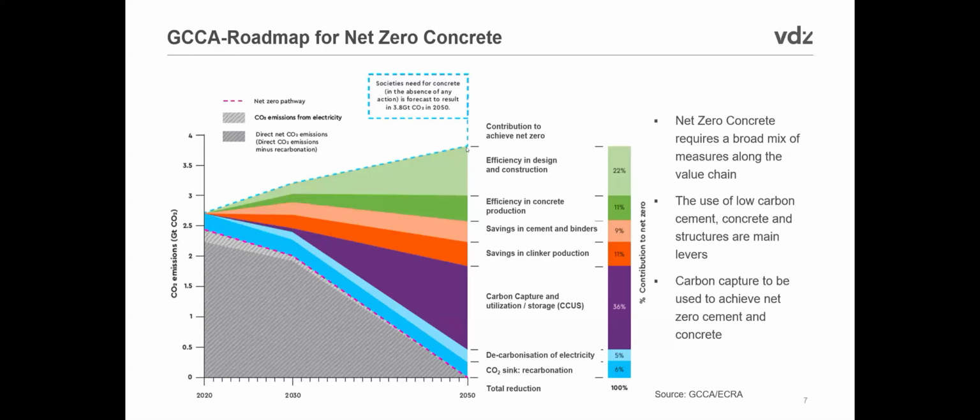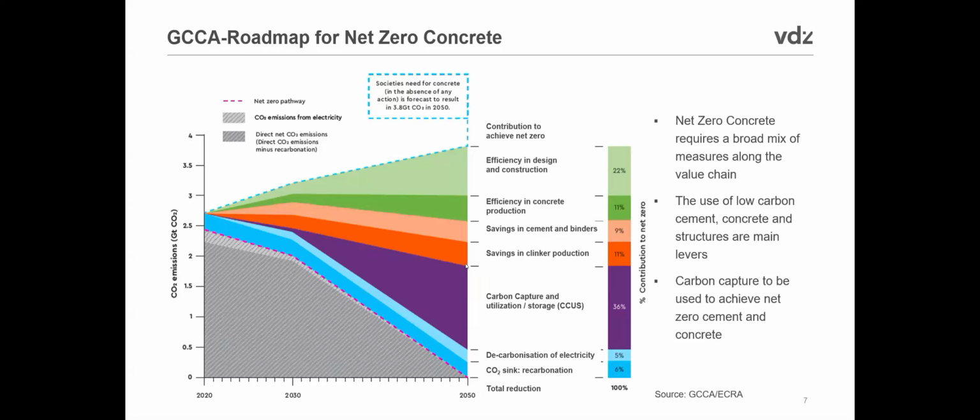As I said before, decarbonization goes hand in hand with resource efficiency, because the main lever here in many countries is to use concrete in design and construction as efficiently as possible. We have lifetime extension here. We have the recycling of concrete parts, to not need to produce new concrete in order to build. Then we have the efficiency in concrete production. We have the savings in cement and binders. I will not go into the very details here, but I will pinpoint a little bit on the main levers that we have here. And of course, the savings in clinker production.